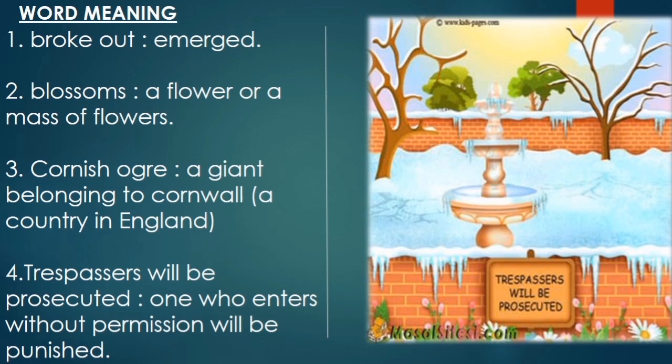When the giant came back, he didn't want children to play in his beautiful garden. He told them to go away, and he built a high wall around it and put up a notice board: trespassers will be prosecuted. So the children were very sad.